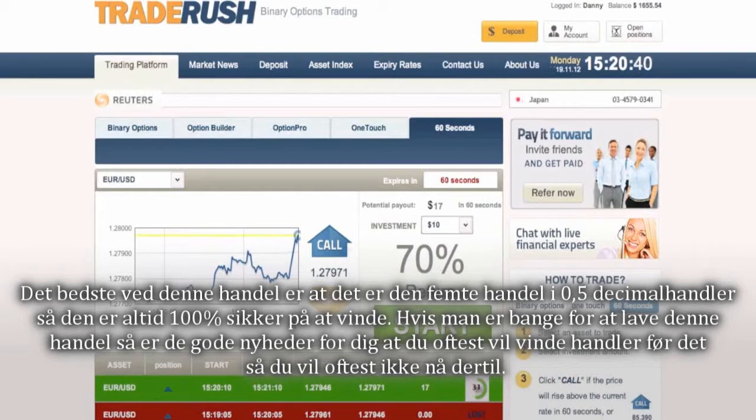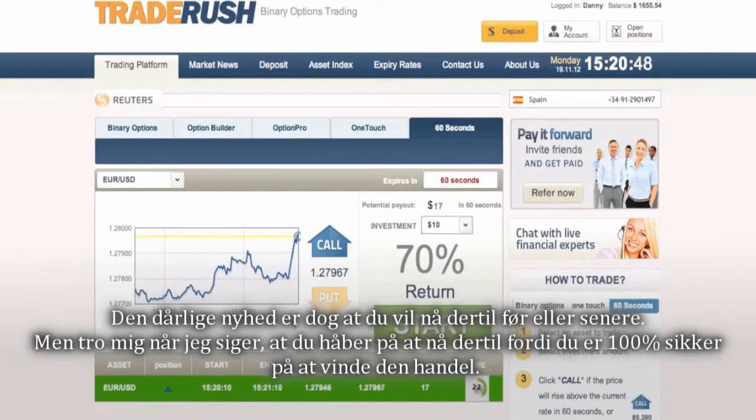Now, if you're scared to put on that trade, then the good news for you is that you tend to win on trades 2 and 3, so you don't reach it very often. But the bad news is you will reach it eventually. But trust me when I say you'll be hoping to reach it once you get the hang of it, because like I said, it's 100% guaranteed to win.